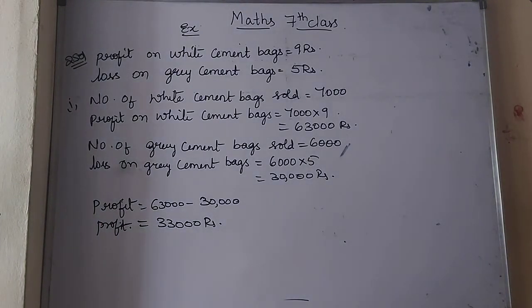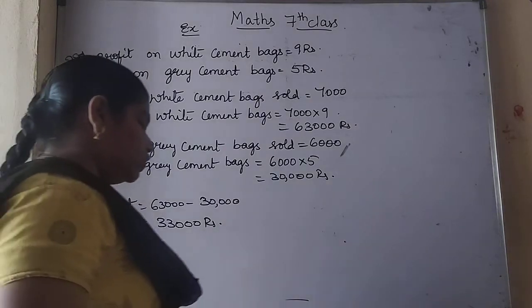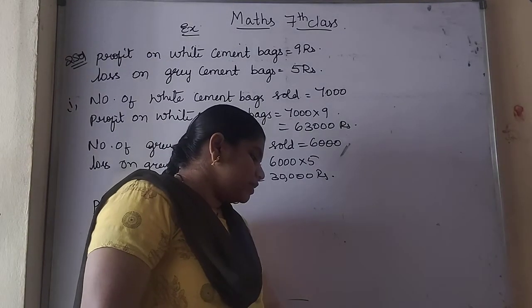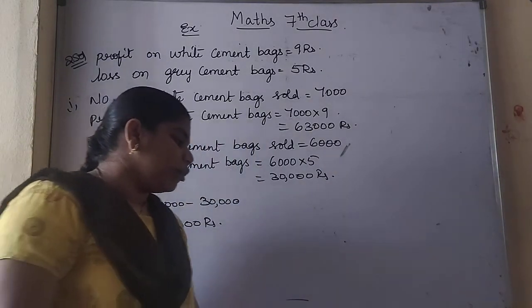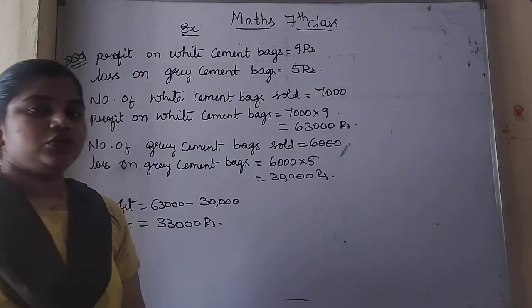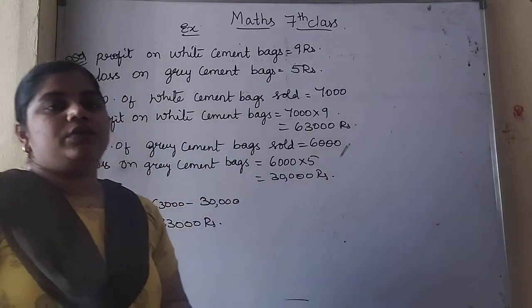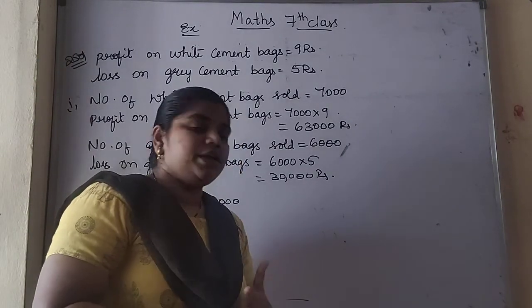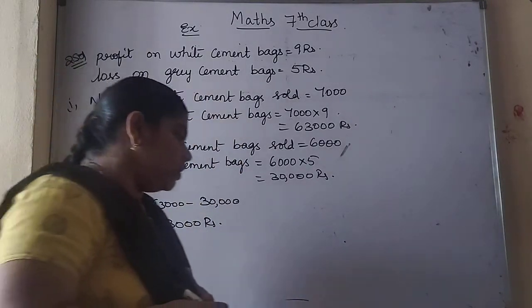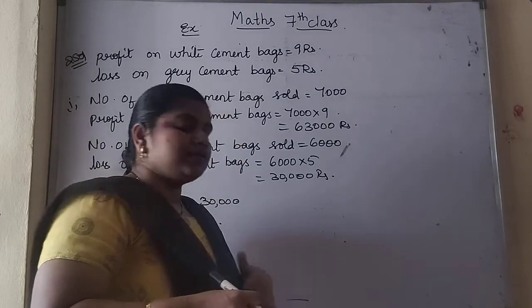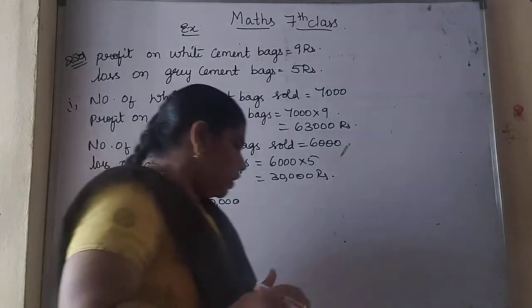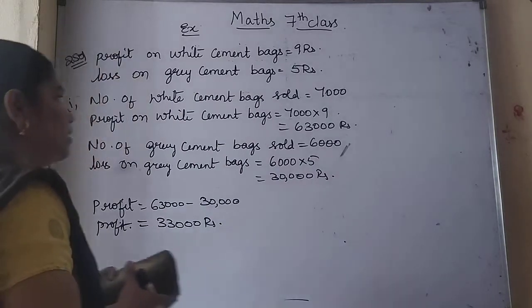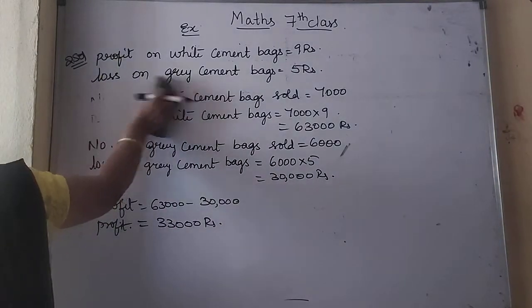So second question is, what is the number of white cement bags it must sell to have neither profit nor loss? They should not get profit and they are not getting loss also. So how many bags of white cement bags they have to sell, they are asking. So how many grey cement bags they sold? That is 5,400 bags of grey cement they have sold.